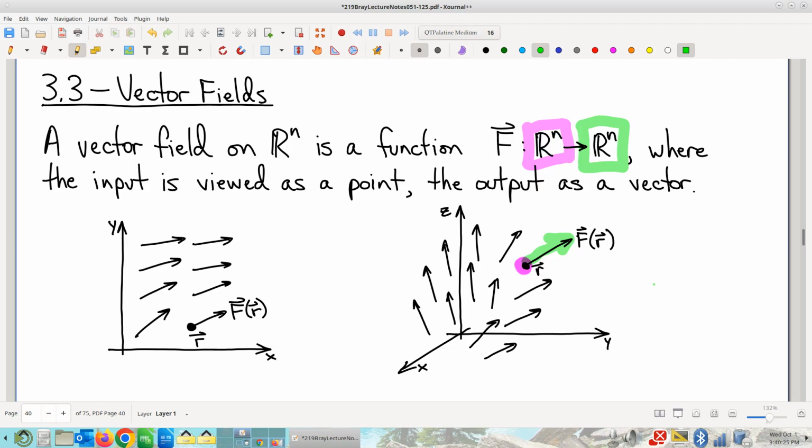Is that cool so far? For every point, there's an associated vector. Simple as that. Okay.